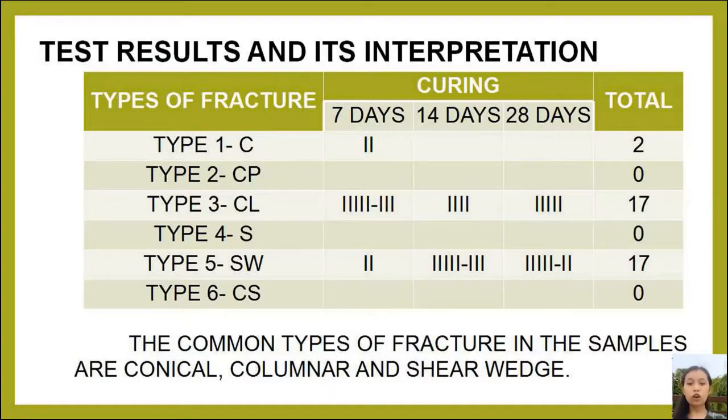This slide shows the tally of the types of fractures from all the samples that we have tested. The common types of fractures in all the 36 cylindrical concrete samples are conical, columnar, and shear wedge. And based on the table of tally, both type 3 and type 5 have the same number of samples that fall under that type of fracture.